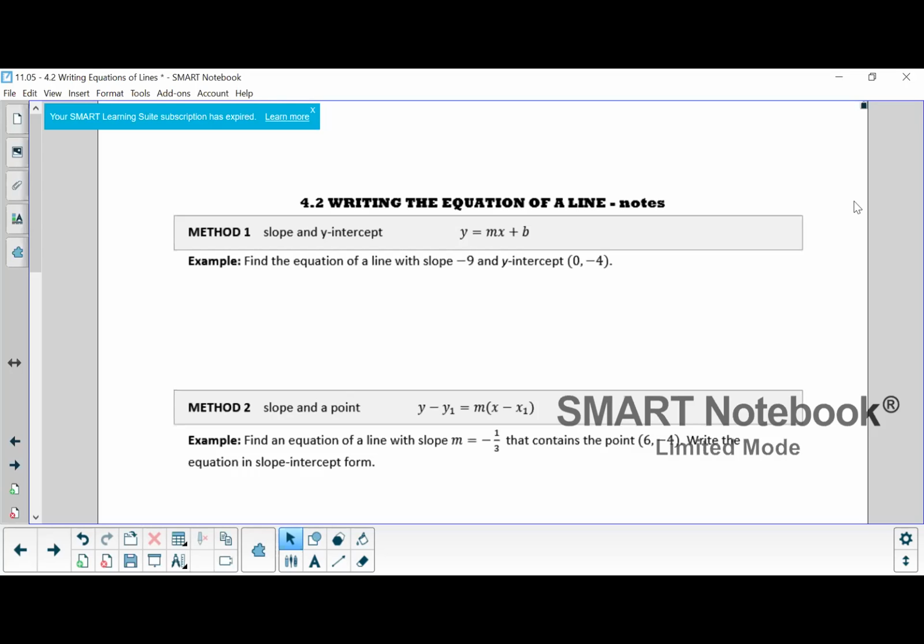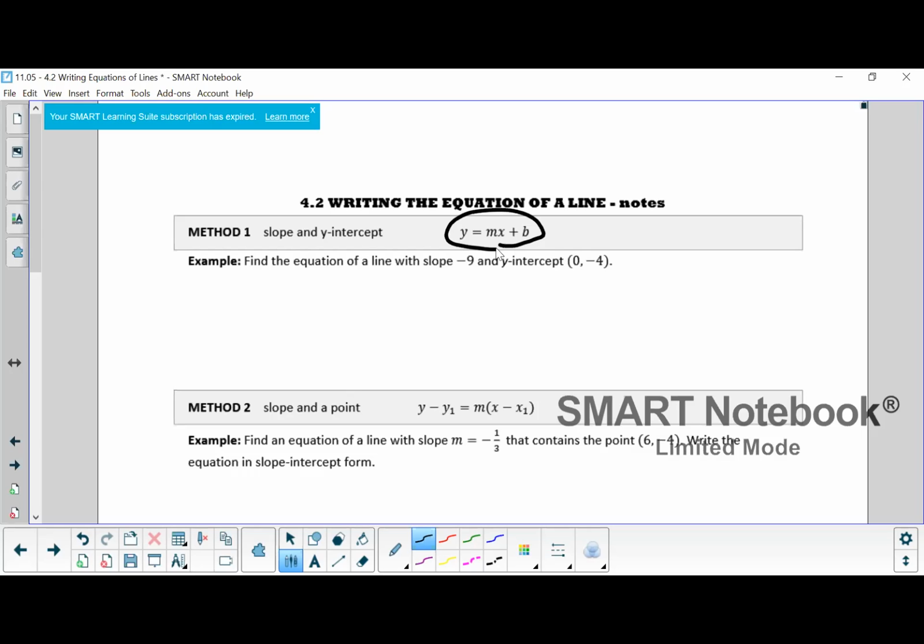And we have 3 methods, okay? So the first, I'm just making up stuff. The first method is slope and y-intercept. So this, we already recognize as slope-intercept form, right? We graphed some lines using this form last week. This is the easiest method of all. You're literally just plugging in stuff.